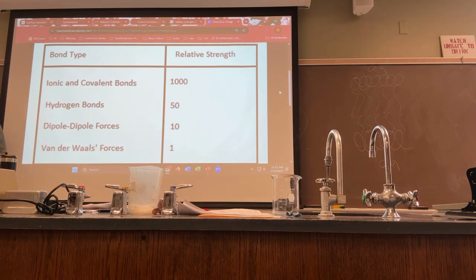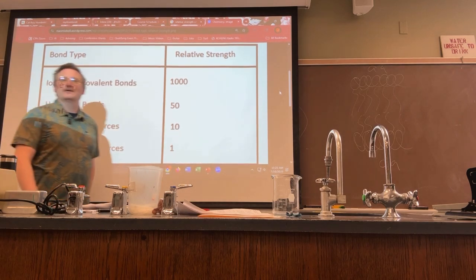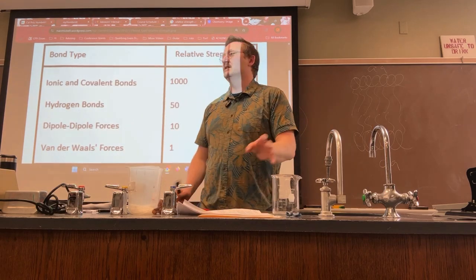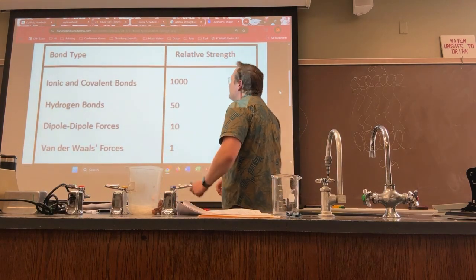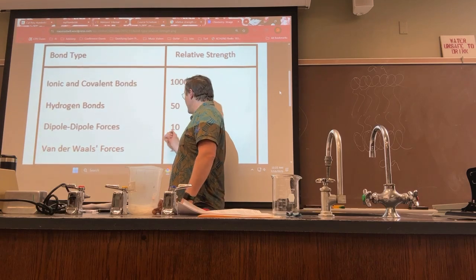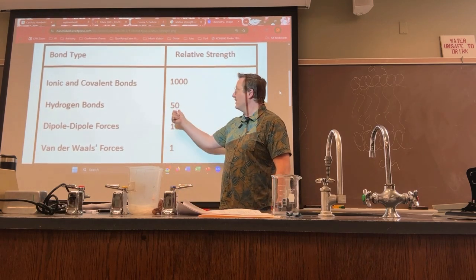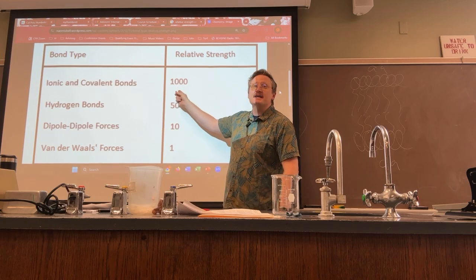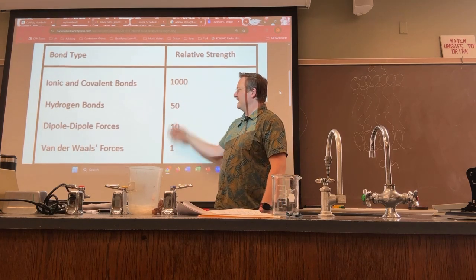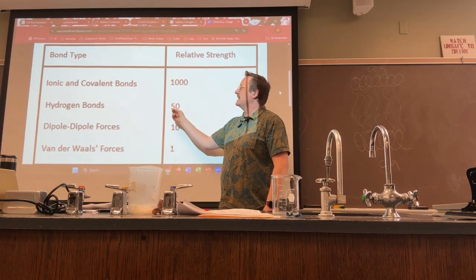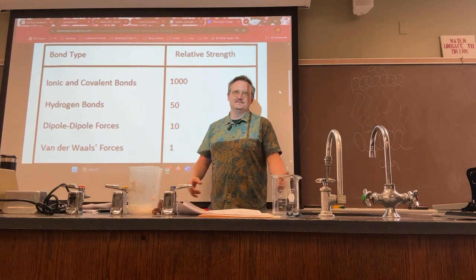All right. So if van der Waals forces are given a strength unit of 1, remember those van der Waals forces are just due to random patches of positive and negative charge. Dipole-dipole forces are 10 times stronger than that. That's when there are two polar molecules that sort of interact. Then we've got hydrogen bonds, 50 times stronger than the van der Waals forces. But then we've got ionic and covalent bonds being 1,000 times stronger than van der Waals, or 20 times stronger than the hydrogen bonds. All right?